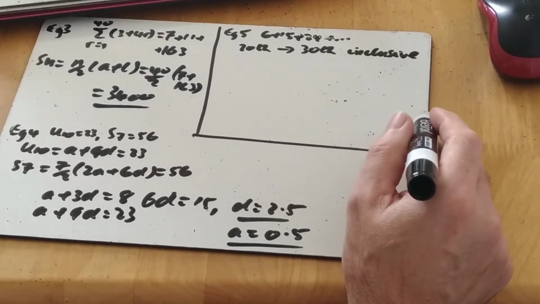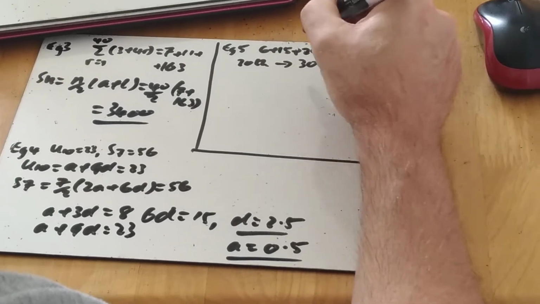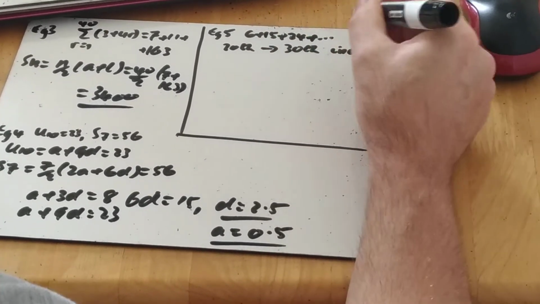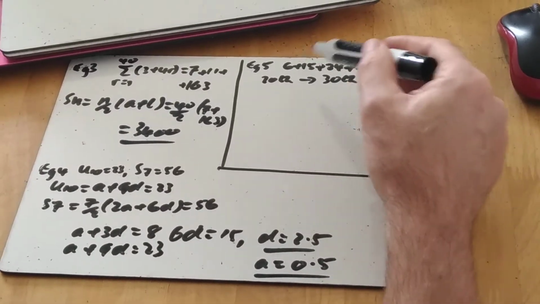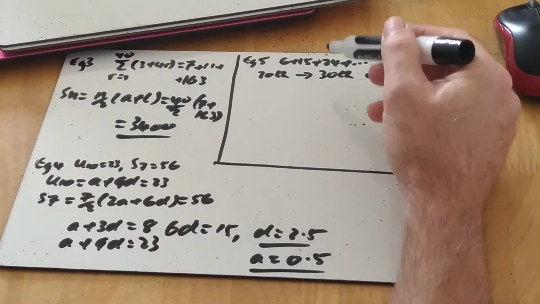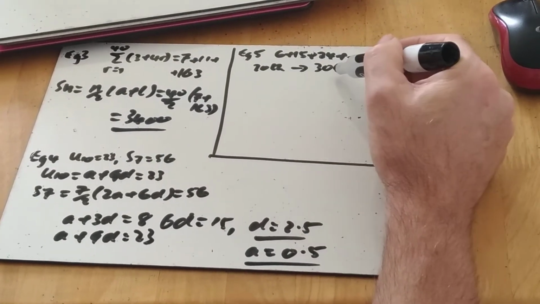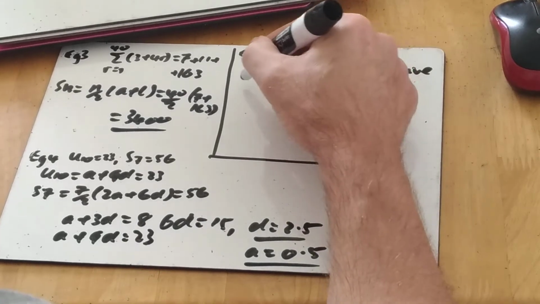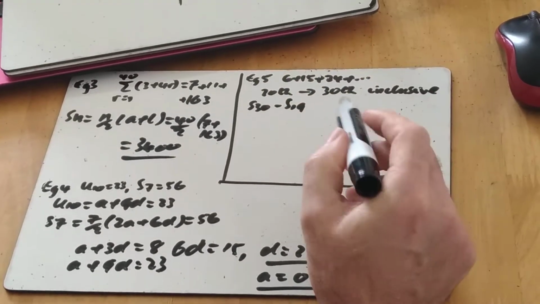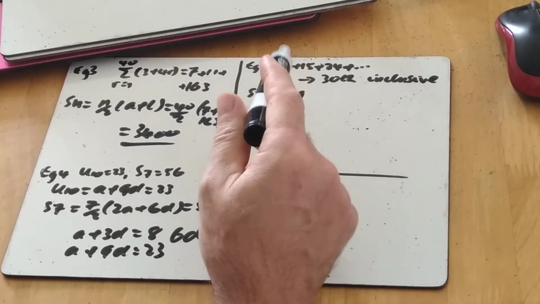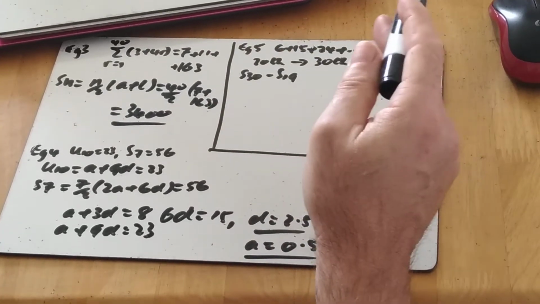Example 5 then, it asks for the sum of the 20th to the 30th inclusive. It's given me the series of 6 plus 15 plus 24 and so on, so it's going up in 9s and starts at 6. I know what the n's are. I'm going to use n is 30 to get the sum of the first 30, but I'm also going to do the sum of the first 19, so I include the 20th. The ones from 1 to 19 aren't included, but the 20th to the 30th is.